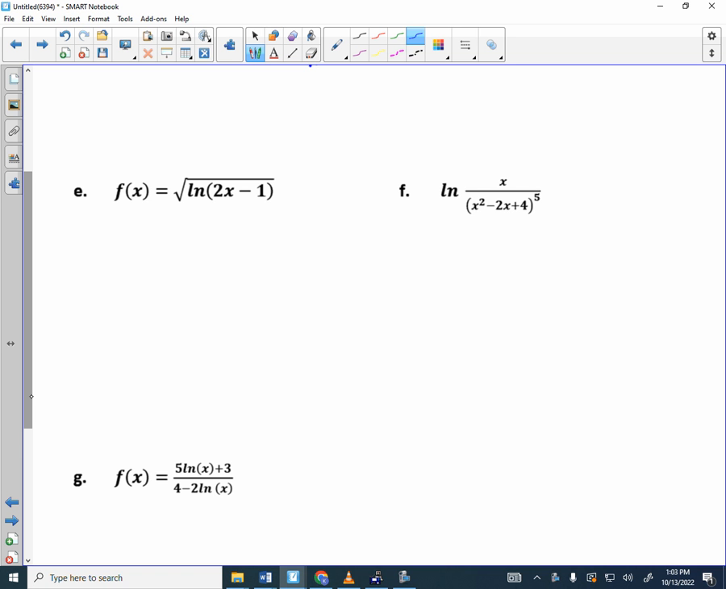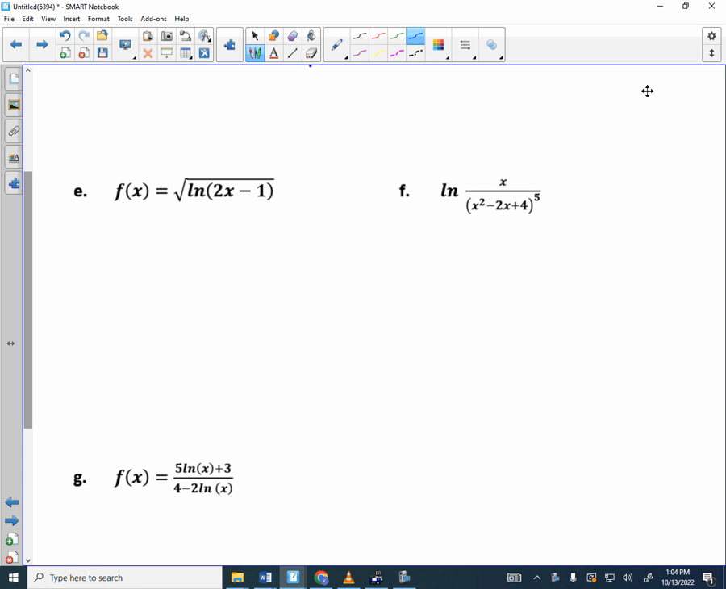Try setting up letter E on your own. Don't see it all the way through. Set it up as far as you can. Take 1 minute. Ready, set, go. Five, four, three, two, one.